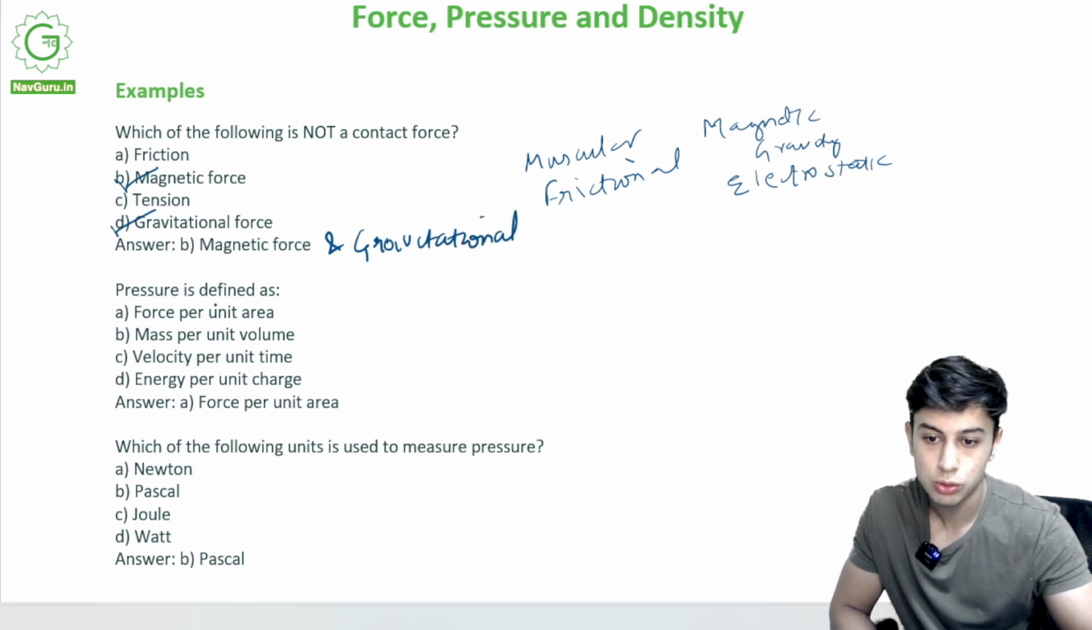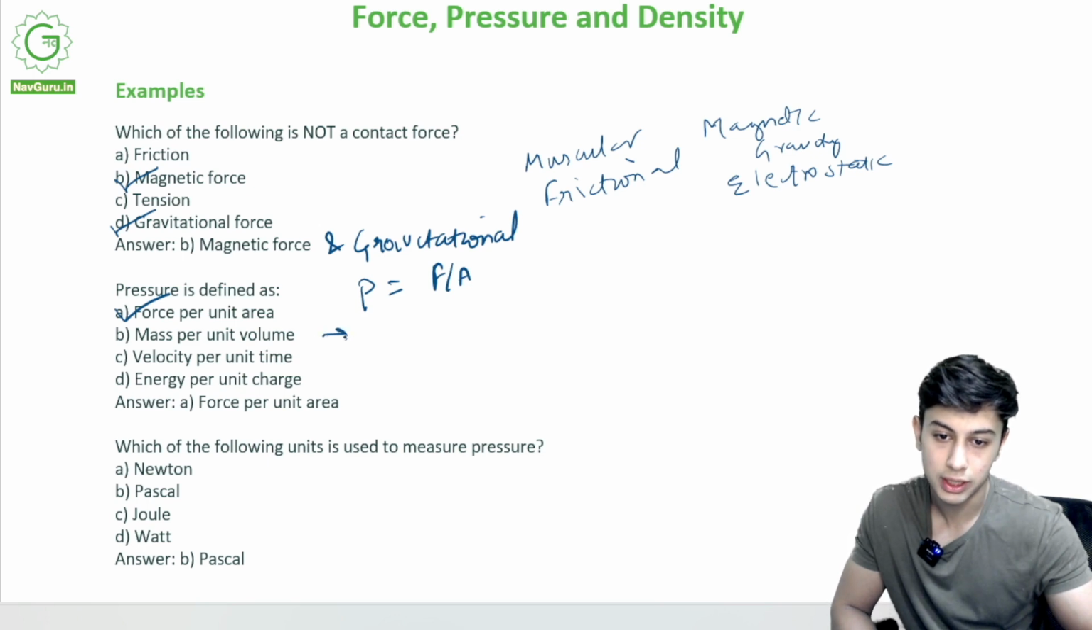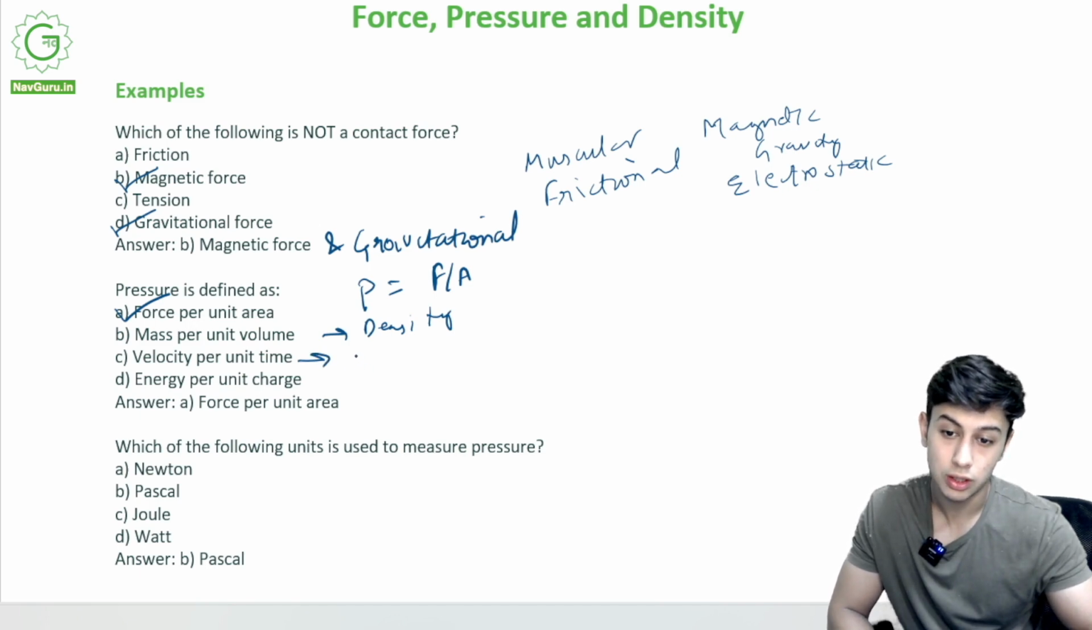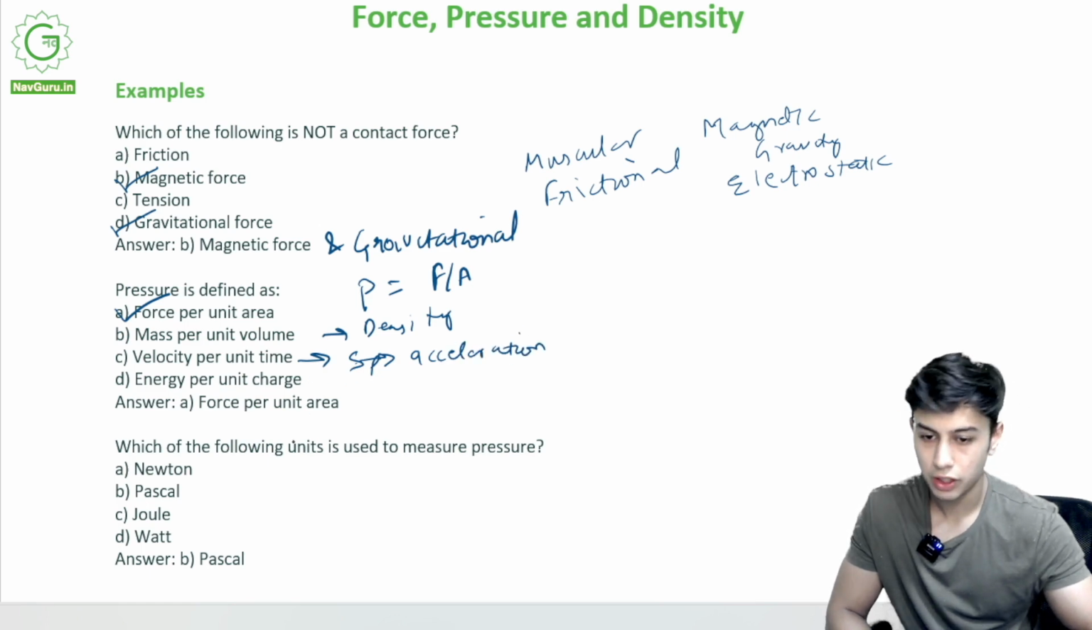Pressure is defined as what? If you remember in class, P is equal to F upon A. It is force upon area. What is mass per unit volume? It is density. What is velocity per unit time? You will learn that in motion. Velocity per unit time is acceleration. Energy per unit charge, you will all learn this.